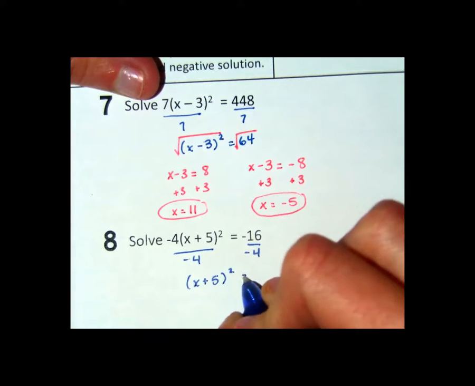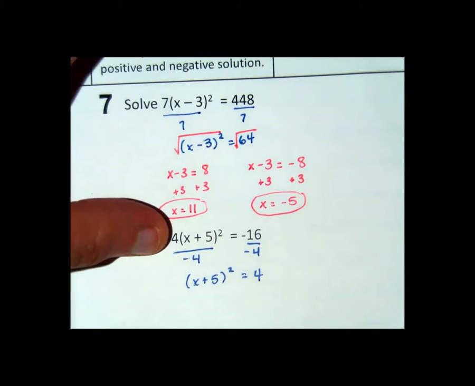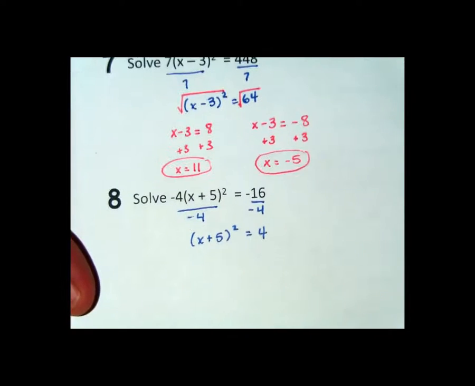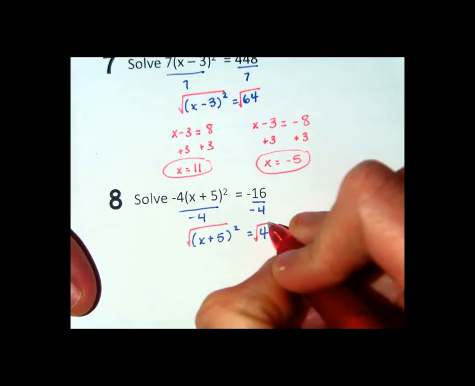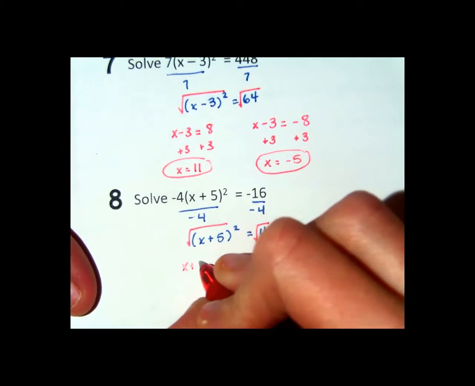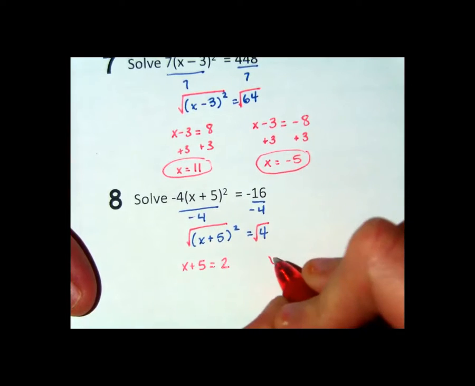Positive 4. What if that had been a positive 4 right there? It would have been no solution. Alright, so what are we going to do then? Take the square root. So x plus 5 equals 2, and x plus 5 equals?